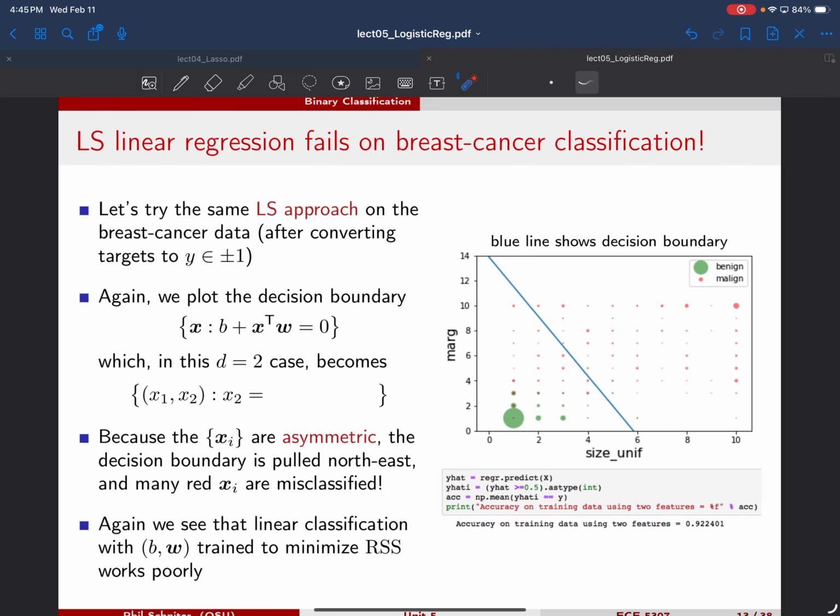Okay, any questions on this failure of least squares training? Okay, or failure of the RSS loss. Okay, that's the problem. But I wanted to point out one other thing.